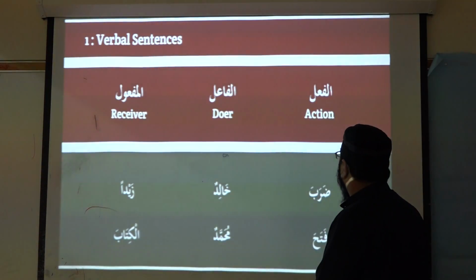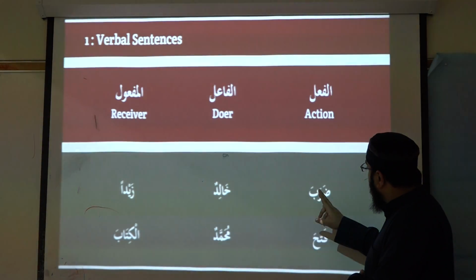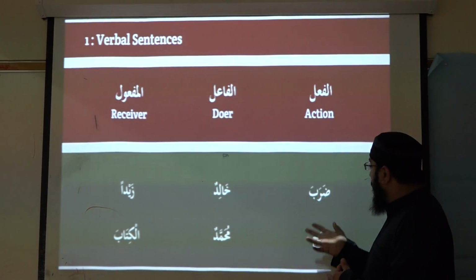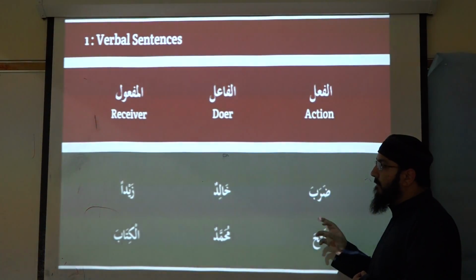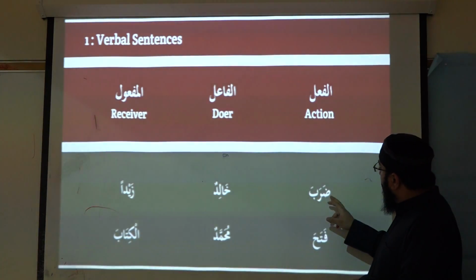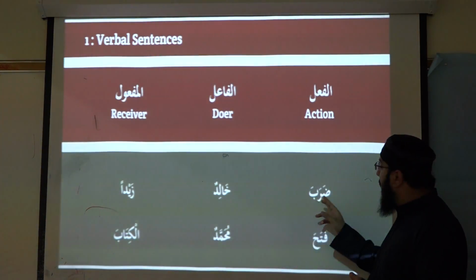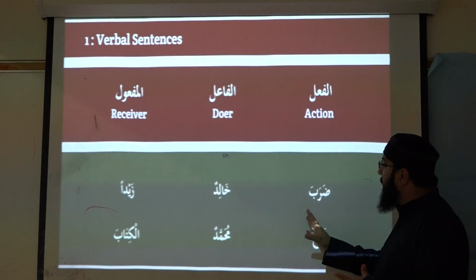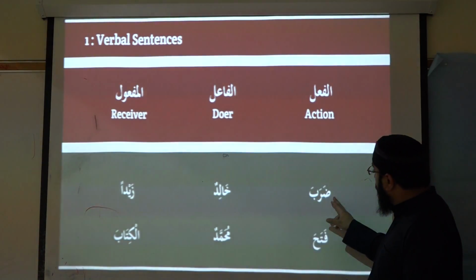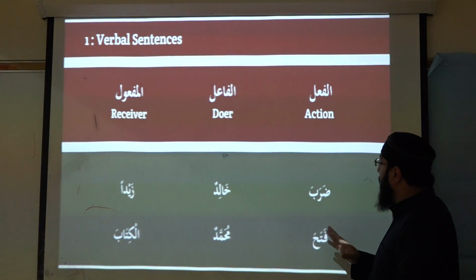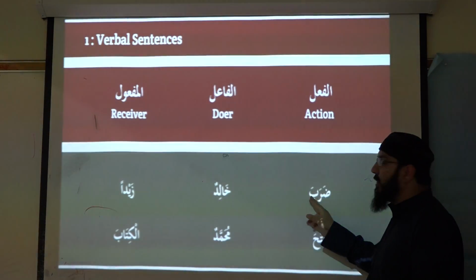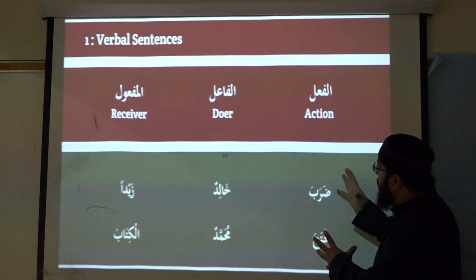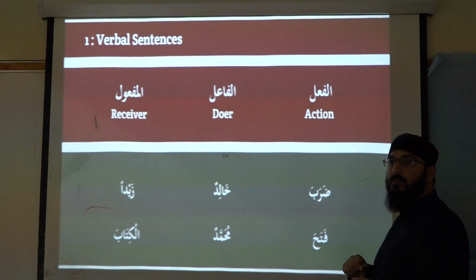So let's look at some examples and understand this a little bit better. Daraba. Daraba means to hit. This is the root form. The way that Arabic verbs are structured, all of them have 3 root letters. We have 3 root letters here. Some of them have 4 root letters, but it's very, very rare. The vast majority, meaning 99% of Arabic words, go back to 3 root letters. And then everything is expanded and conjugated based off of these 3 letters.